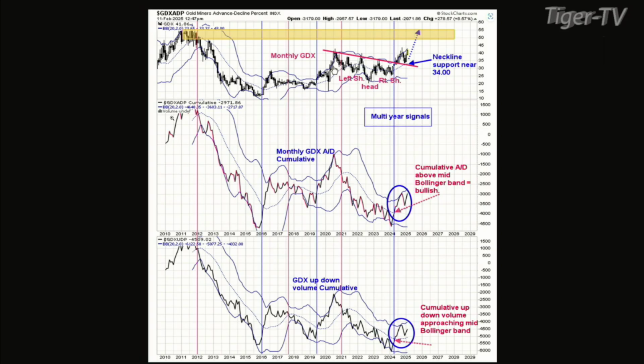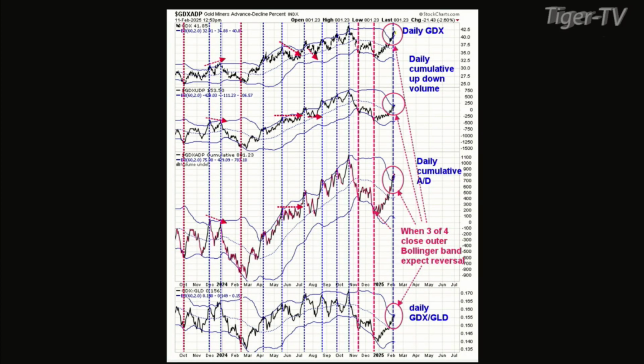Chart number 6. Here's a kind of warning sign. This is not a major significant high, but we might see a consolidation start. The reason why: the top window is GDX. The next window down is a daily cumulative up-down volume with a Bollinger Band. The next window lower is a daily cumulative advance-decline with a Bollinger Band. And the bottom window is the GDX/GLD ratio.